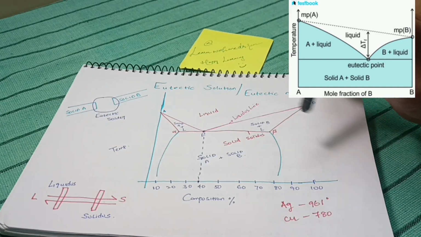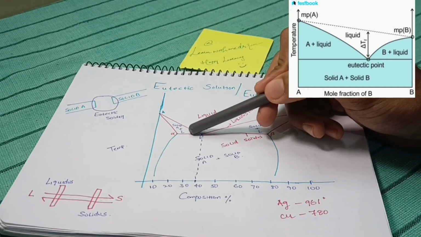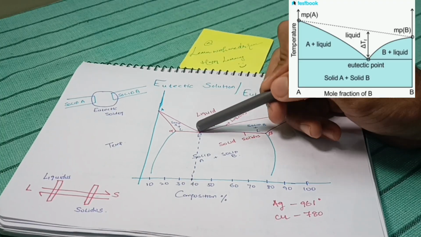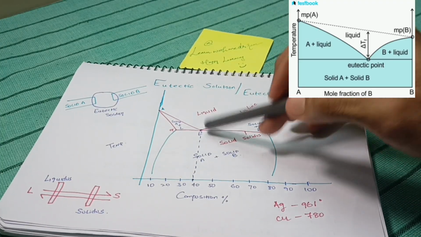Now, if you look at the graph, there is something called the E point. This is the main thing we're going to understand today.